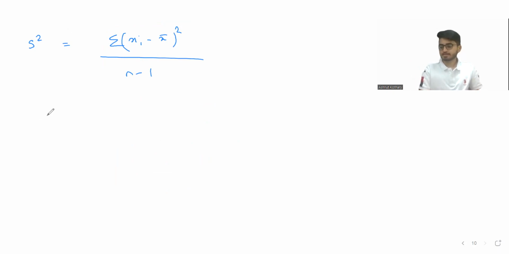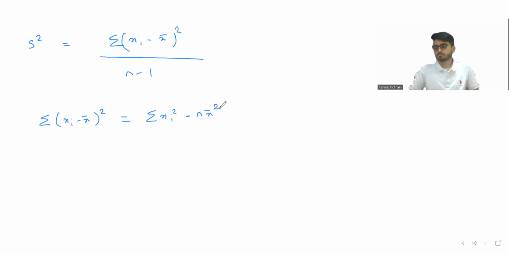Now keep in mind that summation of xi minus x bar whole square is equivalent to, or can be simplified to, summation xi square minus n into x bar square. You can use this interchangeably given how the data is given. At times, in the data you might be given the value of summation xi square and you might be given the value of x bar. So instead of finding this manually, you can directly use this result.